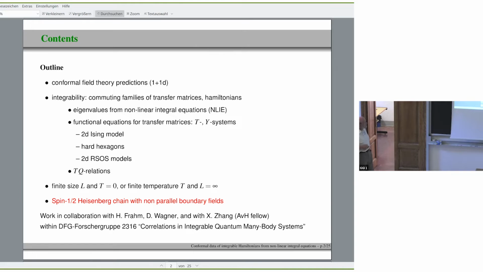Actually, nonlinear integral equations based on the standard TQ relations will be more successful in view of applications to the spin 1/2 Heisenberg chain with non-parallel boundary fields. Why it is so will become clear in the course of the talk.